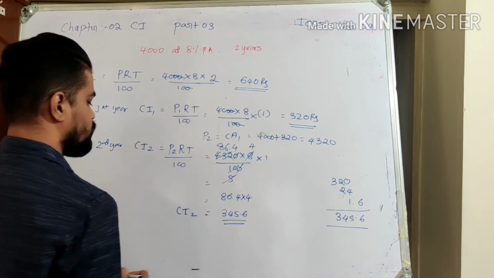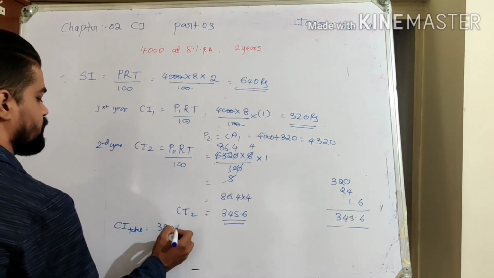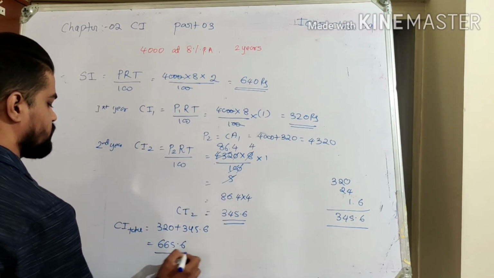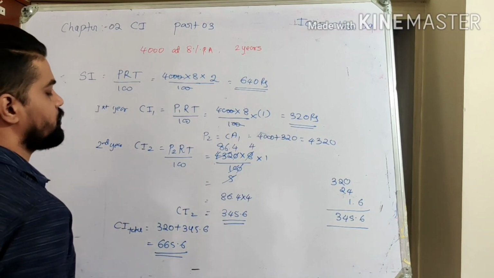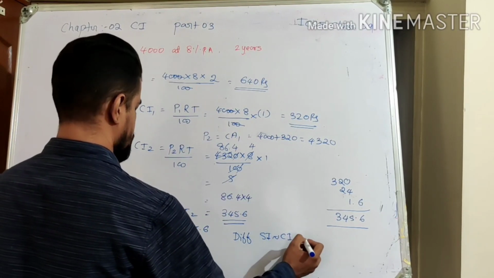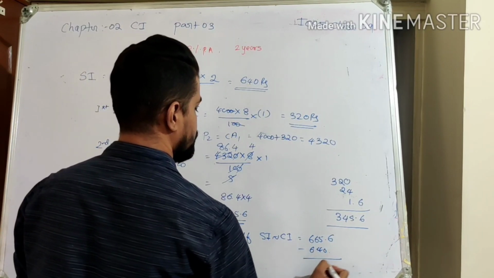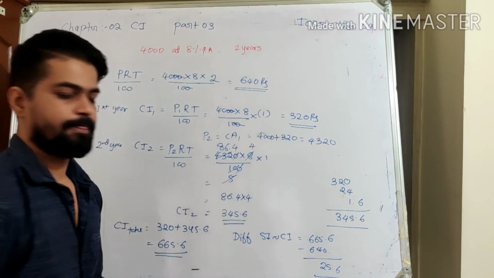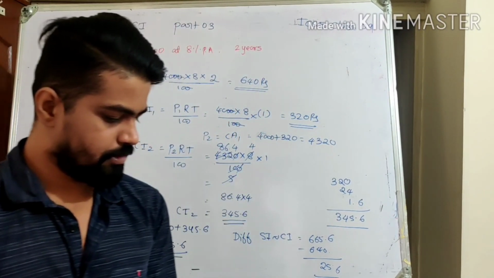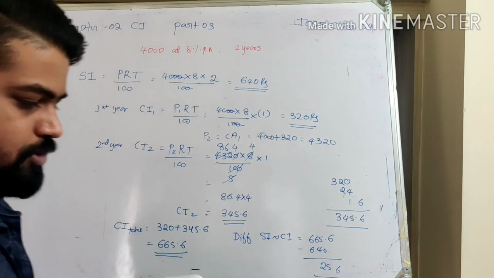Now I want the total compound interest. The total compound interest is going to be 320 plus 345.6, which is going to be 665.6. My question is the difference between SI and CI will be what? 665.6 minus 640, that is going to be 25.6. That will be the answer for the question. So that's done in the example already. You can check that example also clearly.